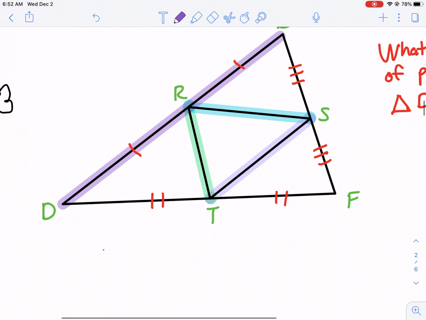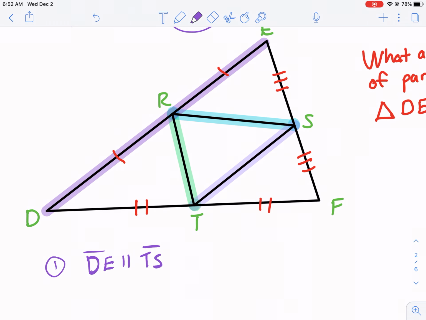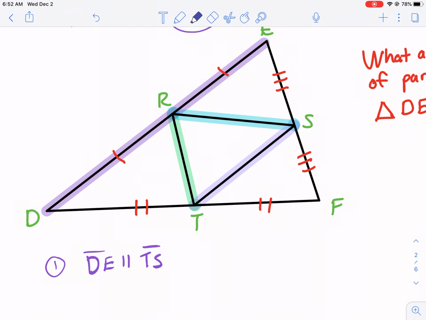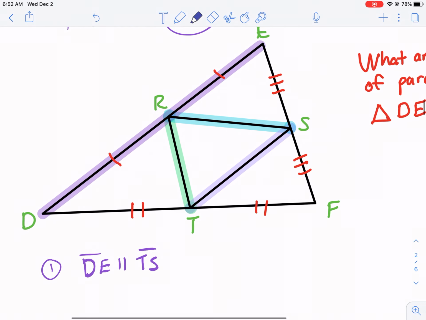So here we have our first pair of parallel segments. DE is going to be parallel to, and we can call this TS. Let's make sure we put our little segment hats on. Okay, so there's one. Let's move on to, what color do you want to do? Blue? Okay, sounds good. Let's do blue. And we have RS. Which side is it not touching? And that is DF. Let's go to this color. That's better.